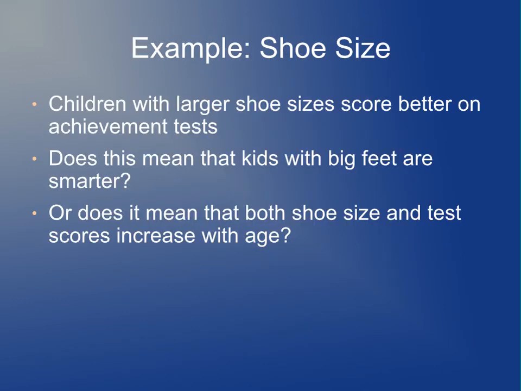Some other examples that you might run into in the scientific context: there was a study once that found that children with larger shoe sizes scored better on certain achievement tests, and the researchers scratched their heads for a while and couldn't figure out why that would be the case until they realized that shoe size and test scores are both correlated with age. In this case, age was the confounding variable, and there was no true association between shoe size and test scores.